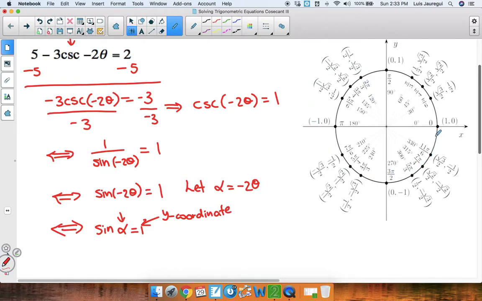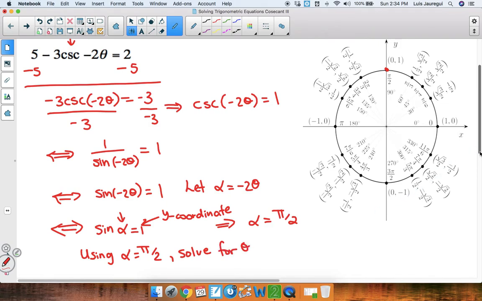So we want the point with y-coordinate of 1. Well, that point happens to be this one. So the corresponding angle is pi over 2. Therefore, we can conclude that alpha is simply equal to pi over 2. Now, solving for theta, we can actually get a value for our angles. So, using the fact that alpha is equal to pi over 2, solve for theta.